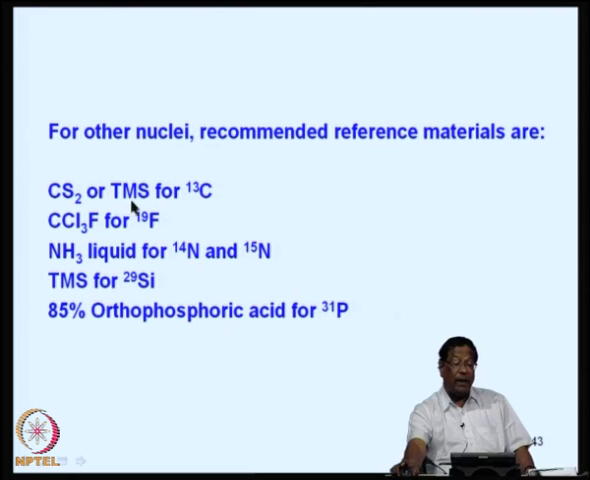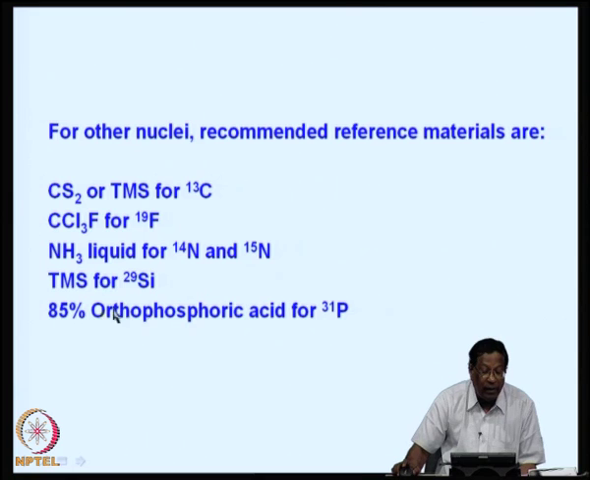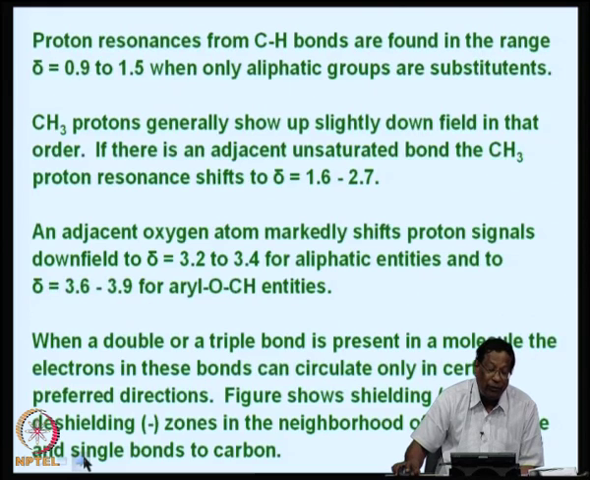So, for other nuclei, the recommended reference materials are carbon disulfide for C13, CCl3F for 19F, and ammonia you can use for 14N and 15N. TMS is for 29 silicon and 85% orthophosphoric acid for phosphorus. You can see that most of the reference materials contain the nucleus concerned: for 19F there has to be fluorine, for nitrogen there has to be nitrogen, silicon is silicon, and for phosphorus it has to be orthophosphoric acid. These are the reference materials.